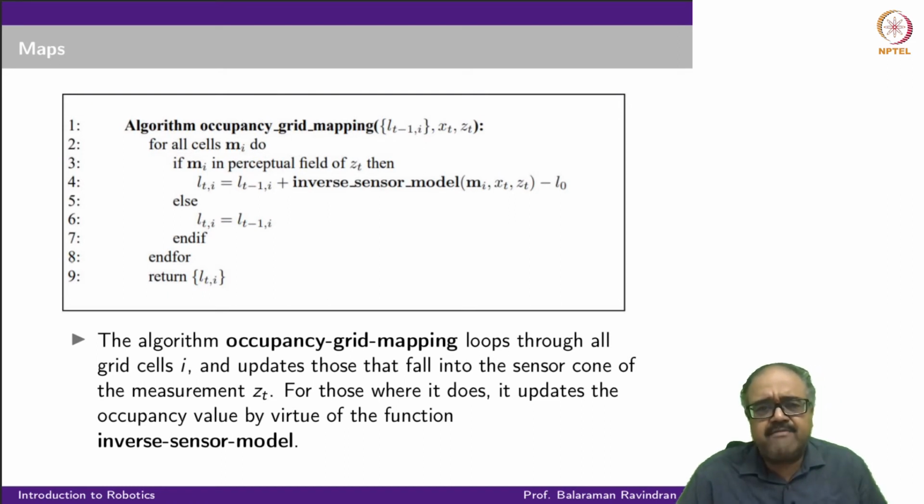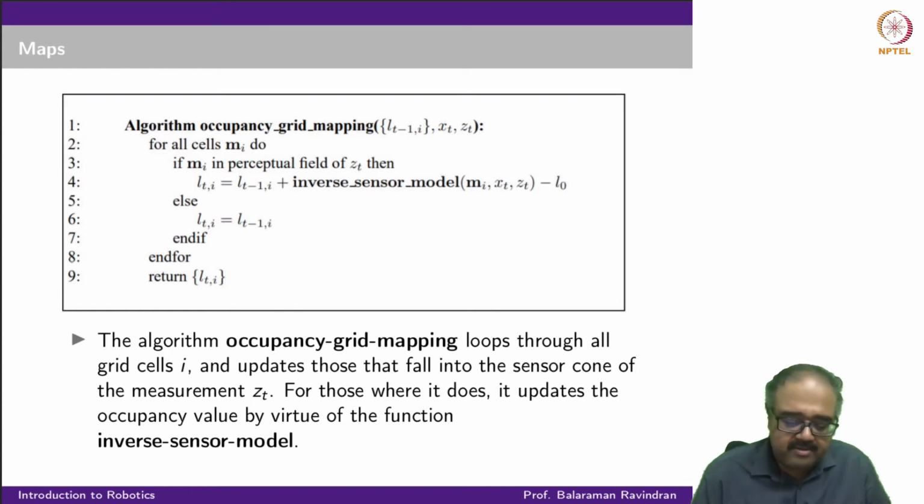I'm going through this a little faster because we have already seen the binary Bayes filter with static state, and this is exactly a similar kind of algorithm, except that instead of looking at the belief over your current location, you are looking at the belief over a particular cell in the map, in the occupancy grid.